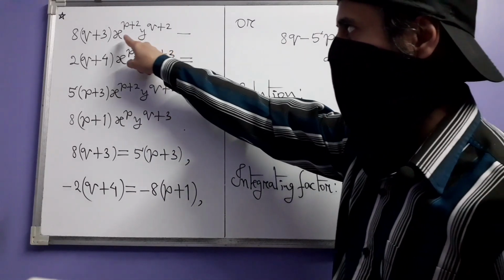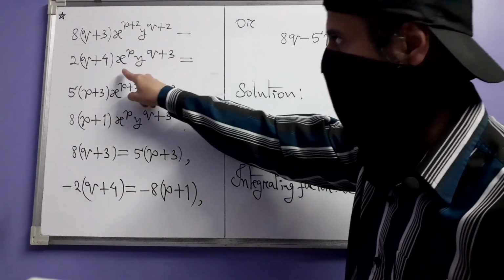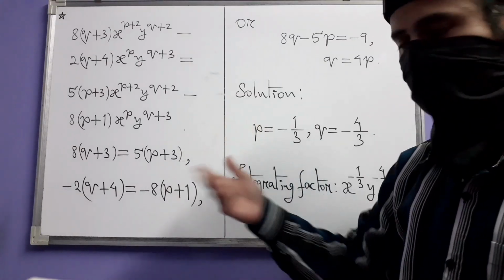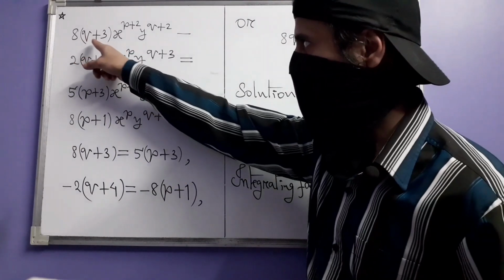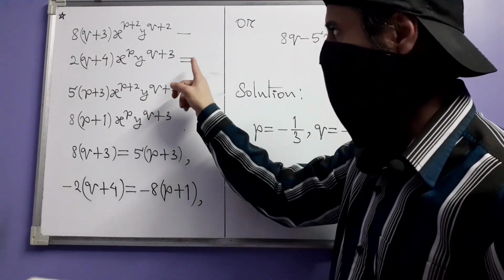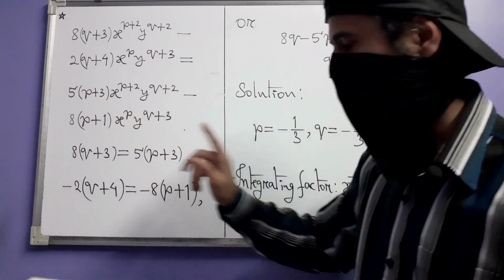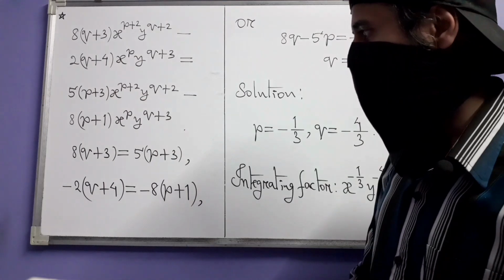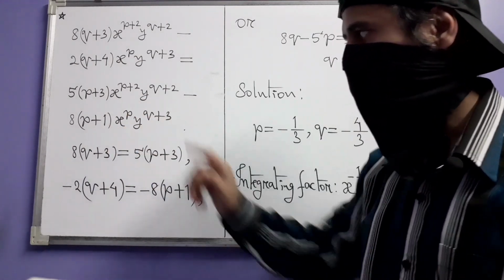Equating the coefficients of this and this on both sides of the above equation, we get the following. 8 times (q plus 3) should be equal to 5 times (p plus 3), and minus 2 times (q plus 4) should be equal to minus 8 times (p plus 1).